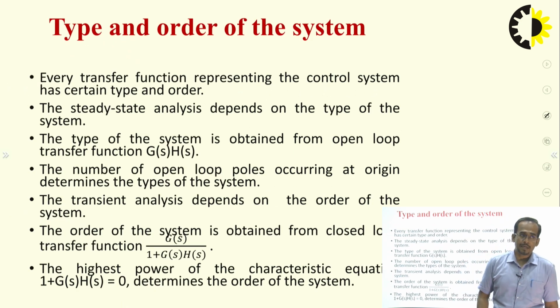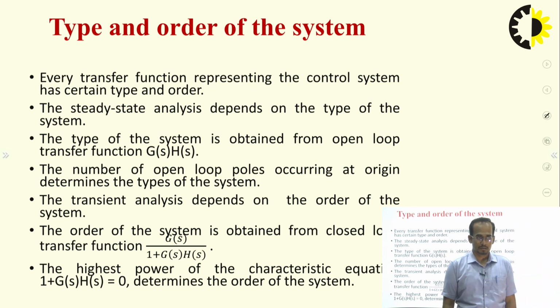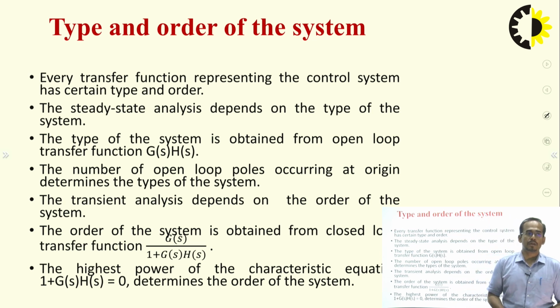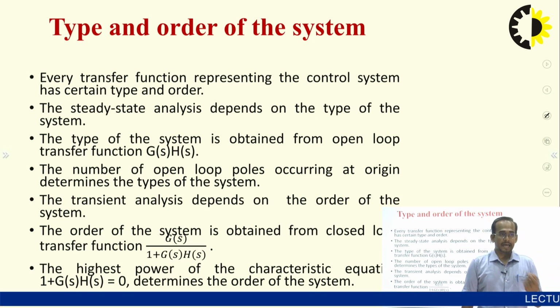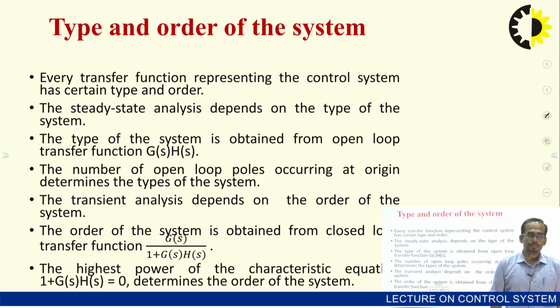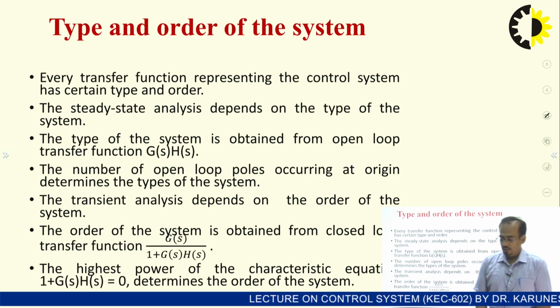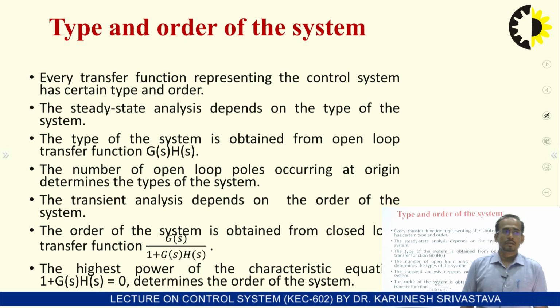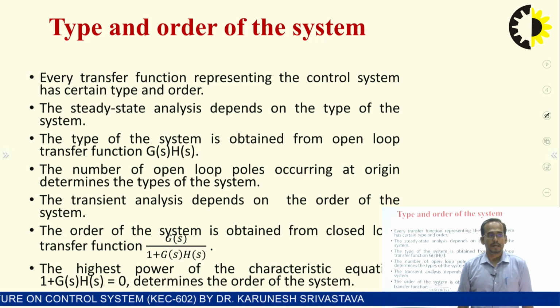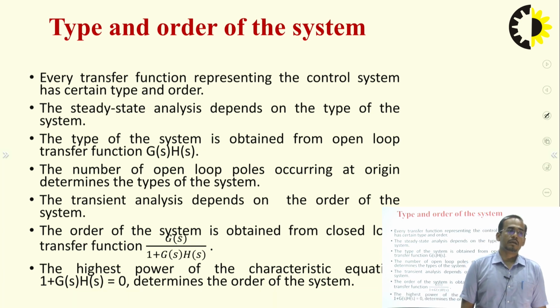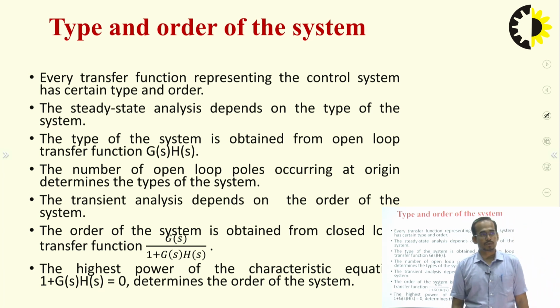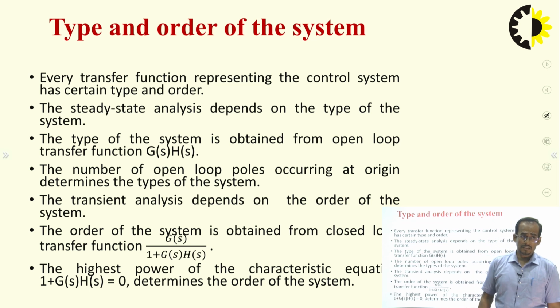Now, what is the type and order of the system? Every transfer function representing the control system has a certain type and order. The steady state analysis depends on the type of the system. The type of the system is obtained from the open loop transfer function G(s)H(s). So, we can define the type of the system with the help of the open loop transfer function, whereas for defining the order of the system we require the characteristic equation, that is 1 plus G(s)H(s) is equal to 0.